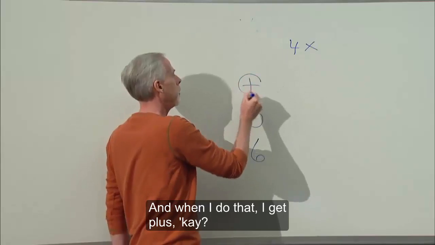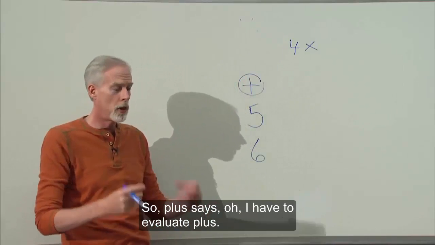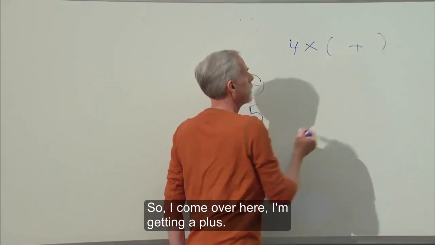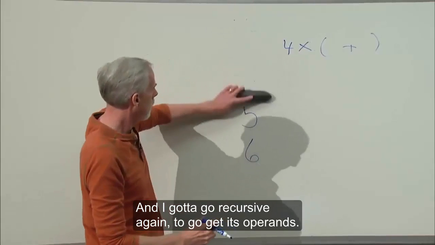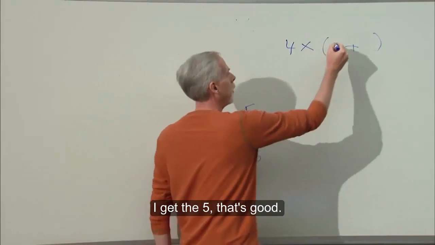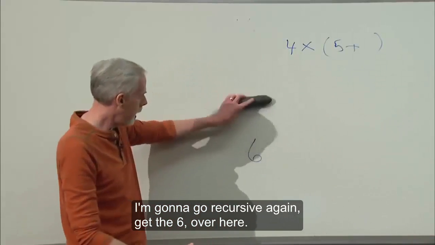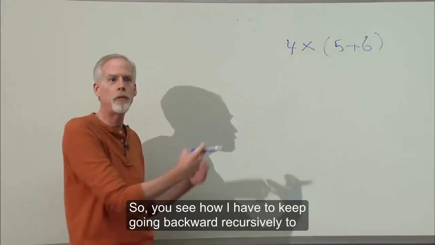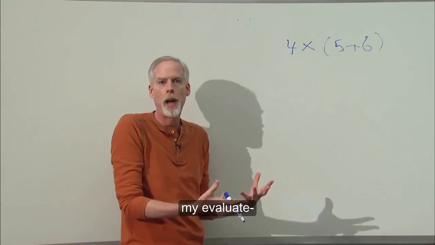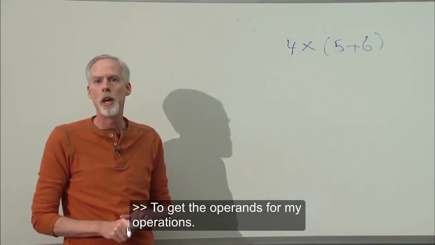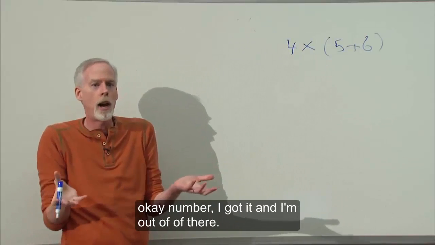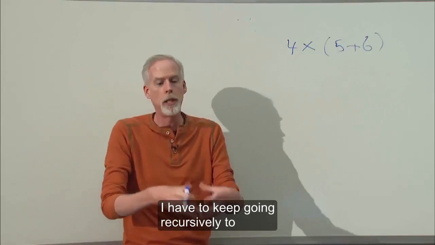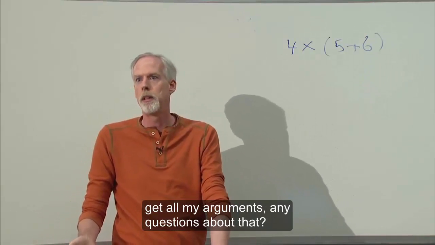And when I do that, I get plus. Okay? So plus says, oh, I have to evaluate plus. It needs operands. So I come over here. I'm getting a plus. And I got to go recursive again to go get its operands. I get the 5. That's good. I'm going to go recursive again, get the 6 over here, and I've evaluated the whole stack. So you see how I have to keep going back recursively to my evaluate to get the operands for my operations. Once I get to an operand, I can stop. Okay, as a number, I got it, and I'm out of there. But every time I encounter another operation, I have to keep going recursively to get all my arguments. Any questions about that?